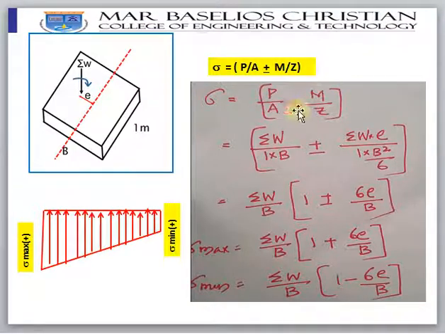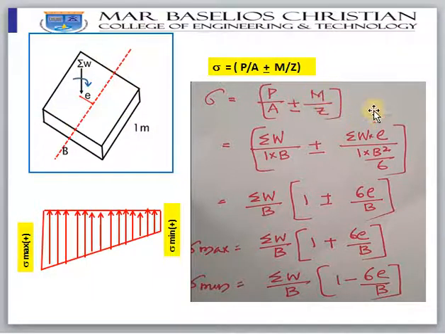You have studied in strength of materials, P by A plus M by Z, where P is the total load acting, A is the area, M is the moment, and Z is the section modulus. So let us substitute the values. Here the total load is sigma W, divided by the area, which is B into 1 meter, plus or minus the moment. Sigma W acts at a distance E from the center, so this creates a moment of sigma W into E, and Z is the section modulus.